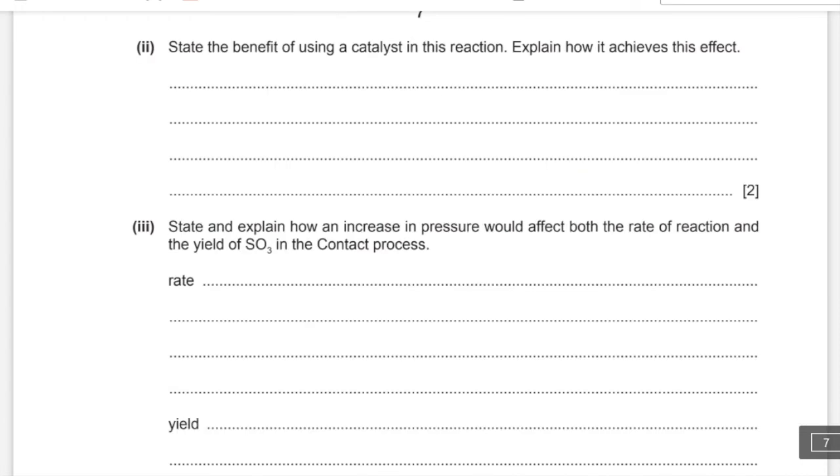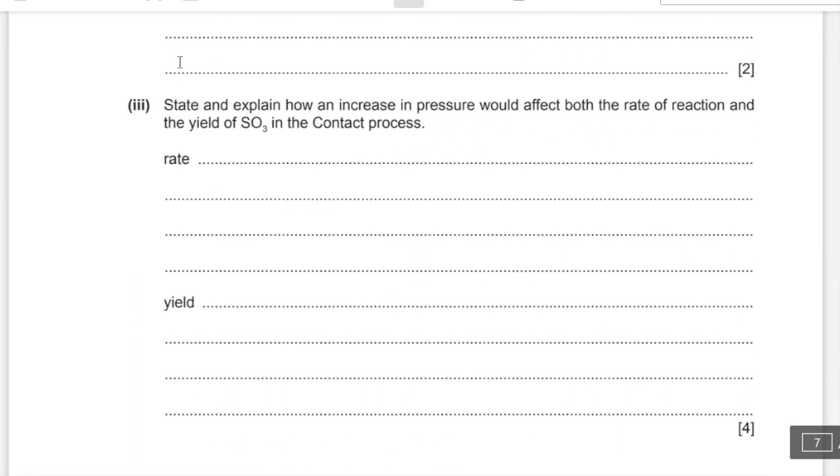To state the benefit of using a catalyst in this reaction and explain how this effect is achieved. So using a catalyst of course increases the rate of reaction by providing an alternate route with a lower activation energy. And since the activation energy is lowered, that means there are more molecules that have sufficient energy to react.